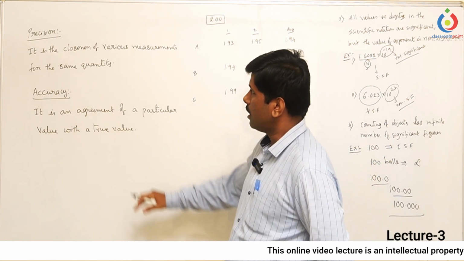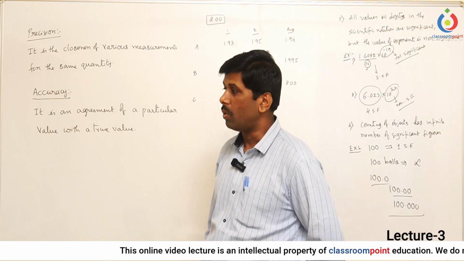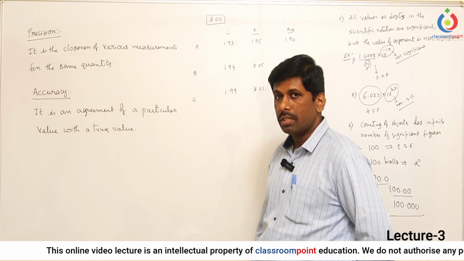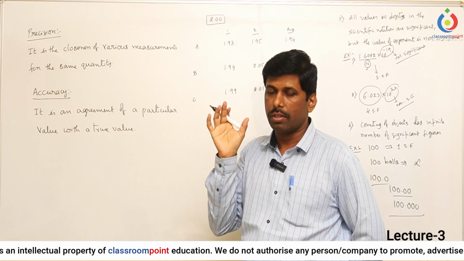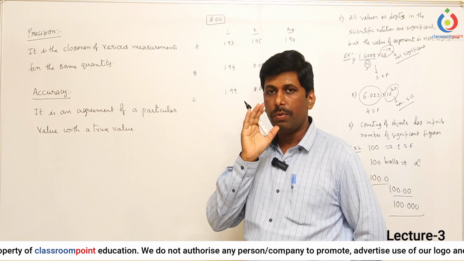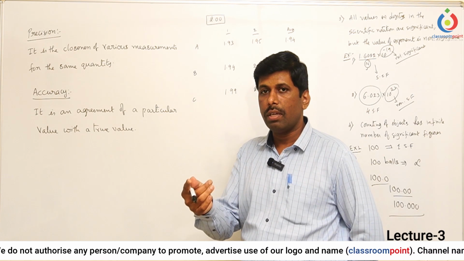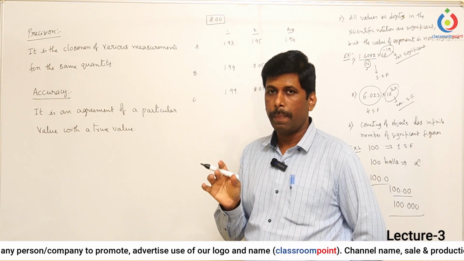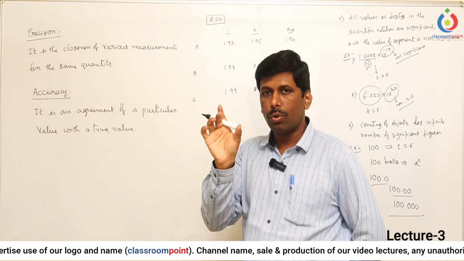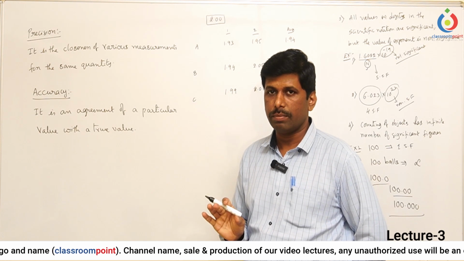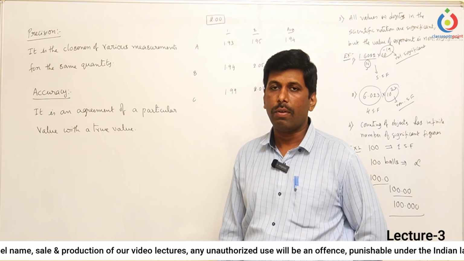Now, precision says that it is the closeness of various measurements for the same quantity. So, precision deals only with whether the values are close to each other or not. But it will not tell anything about whether these values are in agreement with the final value or not. Precision deals only with the closeness. If the values are close to each other, that is called the precision. These values may or may not be in agreement with the final value.